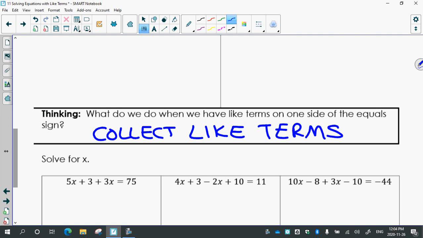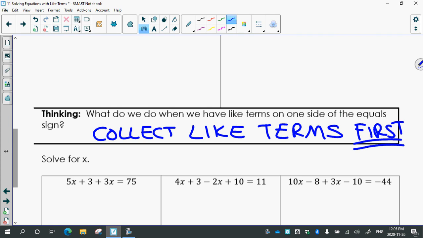So what do you do when you have like terms on the same side of the equal sign? You first have to collect like terms before you start to solve the equation. Okay? Collect like terms, and I can even write first here because it's so important. Collect like terms first. So that's our only new rule from this morning. Collect like terms first. If we can do that, then we've got it.